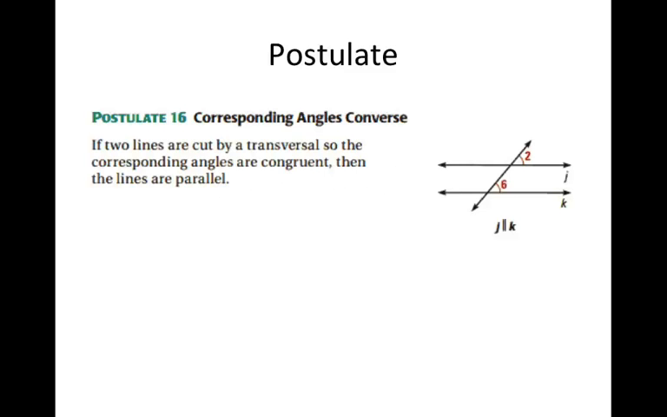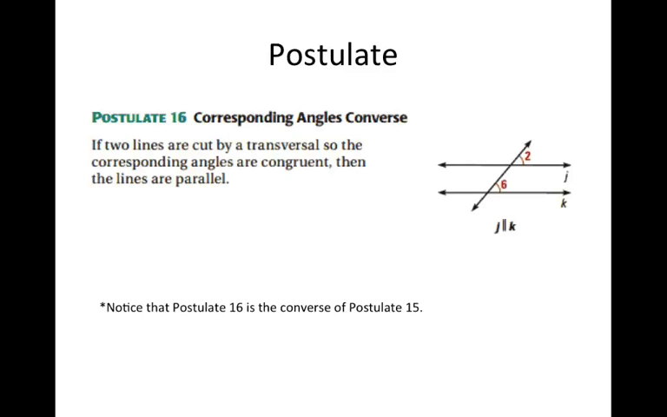Alright, the first thing we're going to do is establish a postulate that's going to set the stage for this video. The postulate we're going to use today is called the corresponding angles converse. I want you to notice first of all that postulate 16 is the converse of postulate 15. Postulate 15 said if the lines are parallel, then corresponding angles are congruent. We're going to flip those two statements and say if corresponding angles are congruent, then the lines have to be parallel. Pretty easy switch. Switch the hypothesis and the conclusion, you now have the converse.